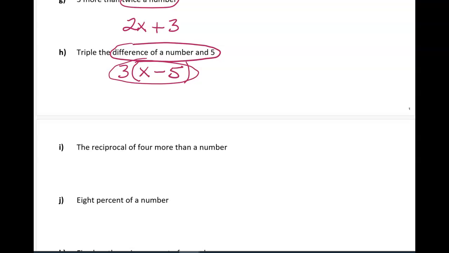In I, the reciprocal of 4 more than a number, and we've talked about reciprocals before, so the reciprocal of 4 more than a number. So 4 more than a number is that number plus 4. The reciprocal of that is 1 over that.